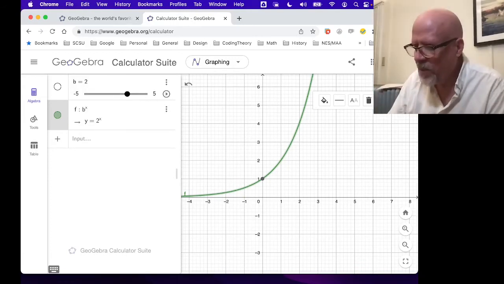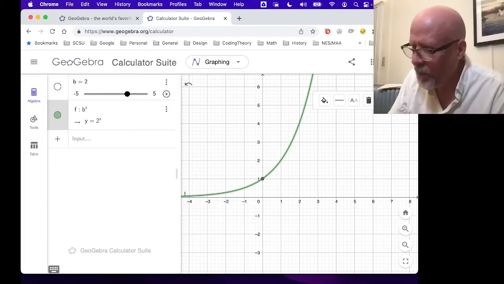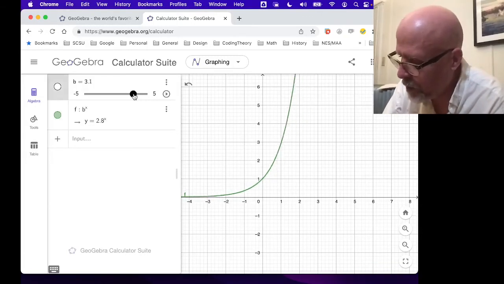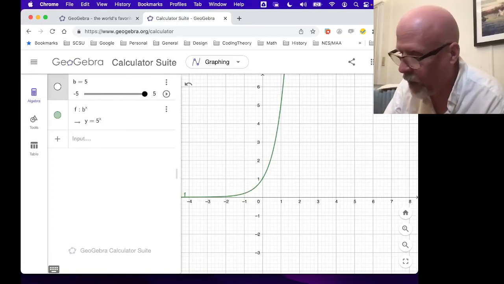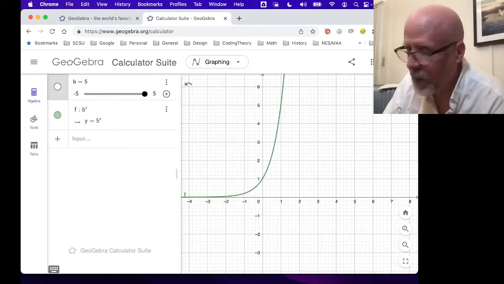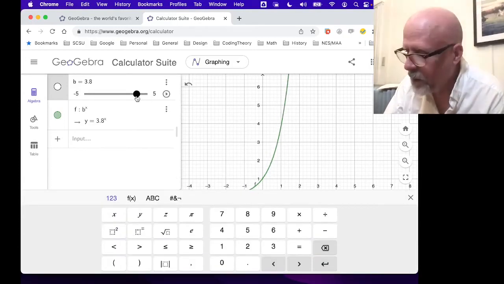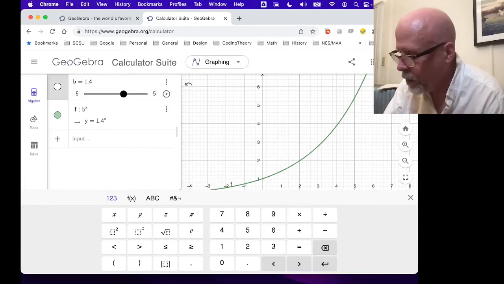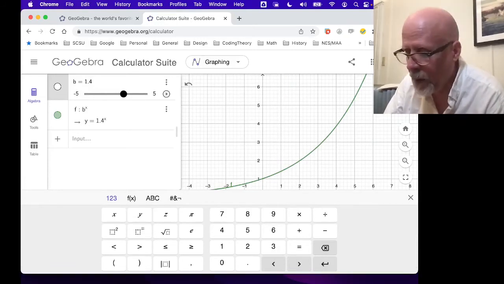Why is e such an interesting number? I should just play with this slider a little bit. Let's take b up to big numbers. The biggest it goes is 5 on that side. See how the curve becomes really steep when you do that? Whereas if I bring b down to 1.4, it grows, but it's not as extreme.